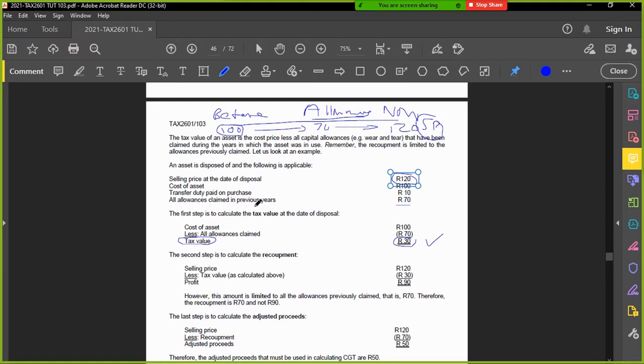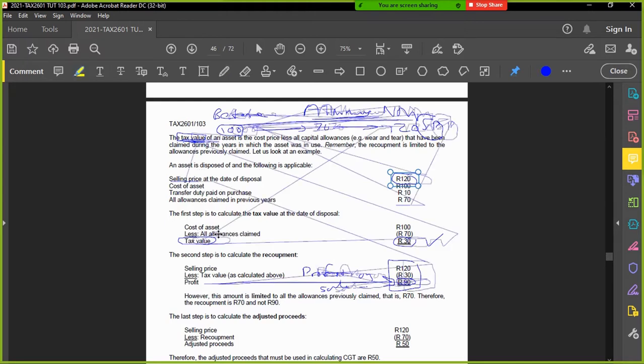So when we spoke about tax value, we said tax value is what? Cost minus allowances, which is 30. Do you see that? Yes. So now, do you agree, if the selling price is 120, 120 minus 30 gives you 90? That's the profit on sale, right? Do you agree? Yes. But look at this 90. A portion of the 90 is taxable allowances.